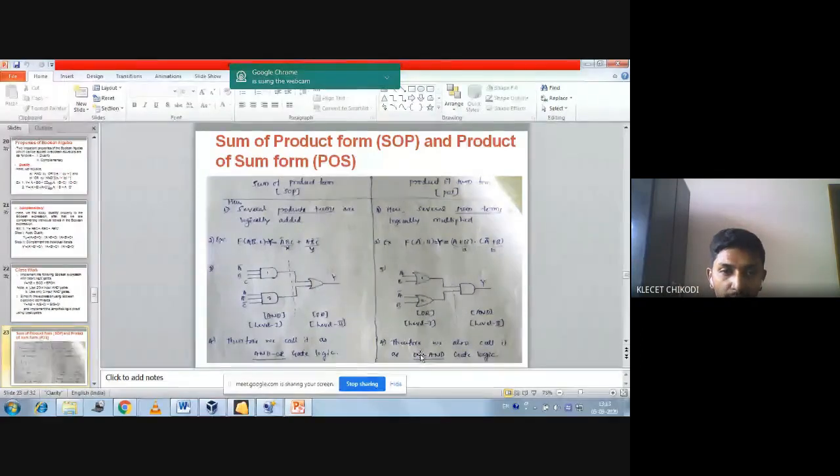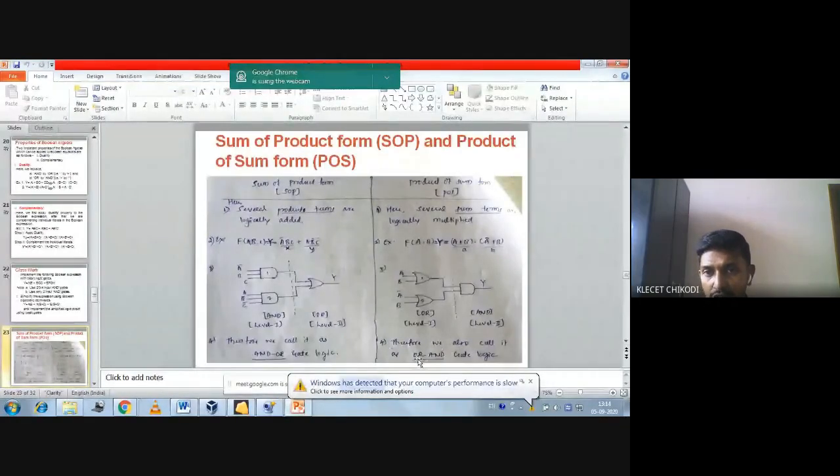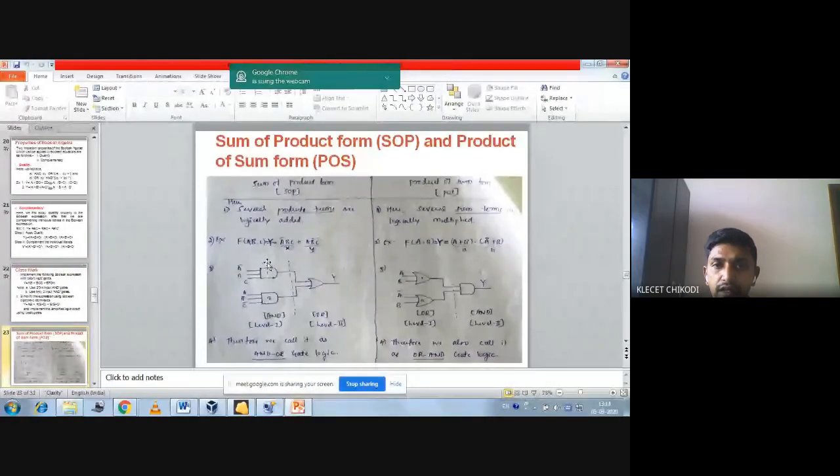That is what I have mentioned here. Therefore, we call the SOP form an AND-OR logic, and similarly the POS function we call an OR-AND logic. Because you can see that in level 1 in SOP we get only AND gates, and in level 2 in SOP we get OR gates. Similarly, for POS in level 1 we get only OR gates, and in level 2 we get only AND gates. So that's why the name is AND-OR for SOP, and OR-AND for POS.